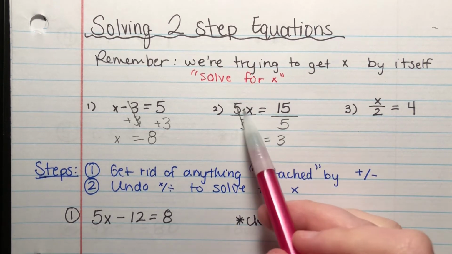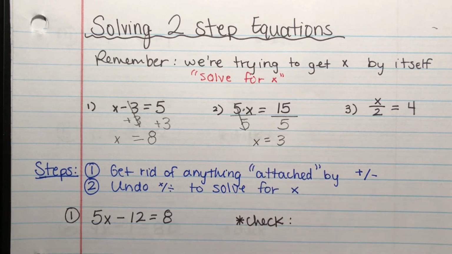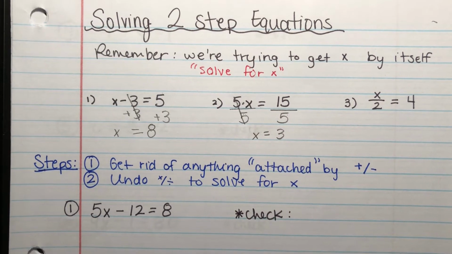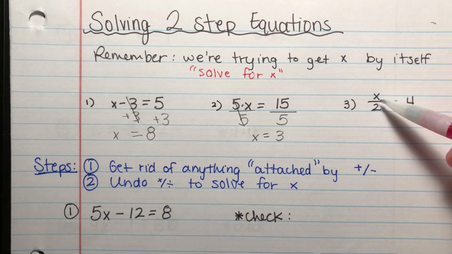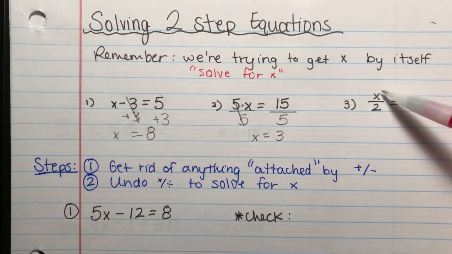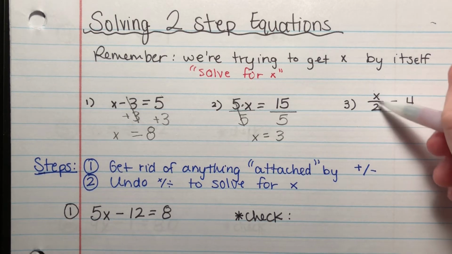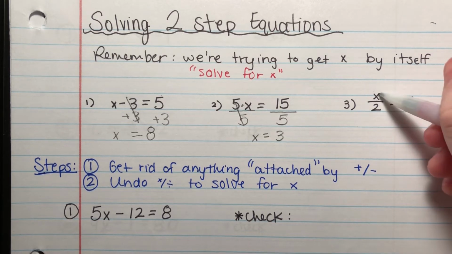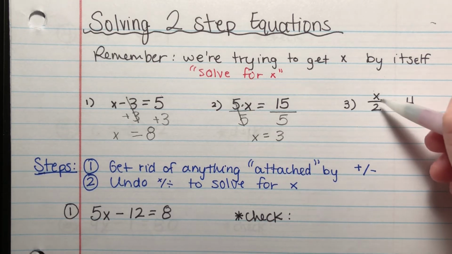Alright, so they were being multiplied, so in order to get the x by itself, I did the opposite of that, so I divided. Alright, now number 3 here. I have x over 2 equals 4. Alright, so my x here is almost by itself, but it's got this 2 hanging out here with it. So what is being done here? How can I move this 2 to the other side, or get rid of this 2 so x is by itself?